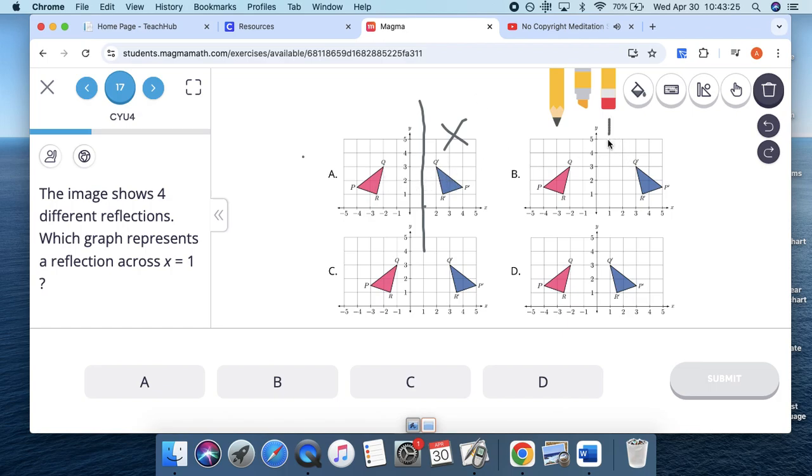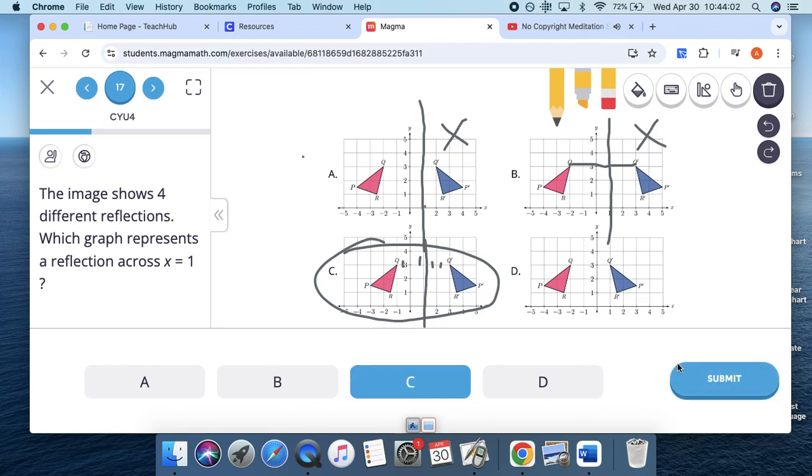Let's draw x equals 1 here. Look at Q and Q prime. Q prime is 2 units away from the line of reflection, and Q is 3 units away from the line of reflection. This is also a no. Let's do this one. If you count, Q prime is 1, 2, and then Q is just 1, 2, 2 units away, and that seems to be the correct one. So for C, the red triangle and the blue triangle are both equally distanced from the line of reflection, the mirror, which is x equals 1. So click C.